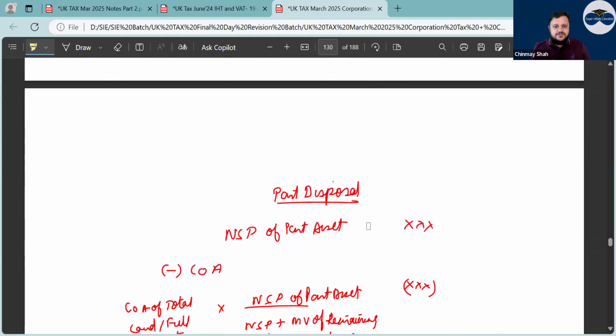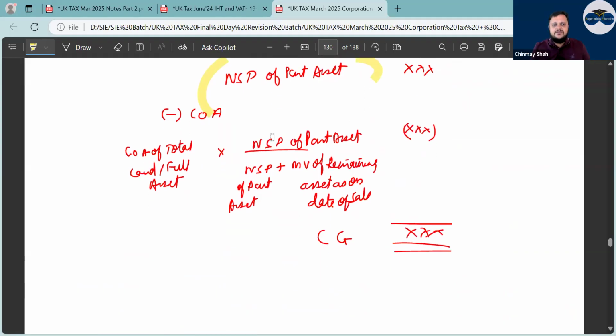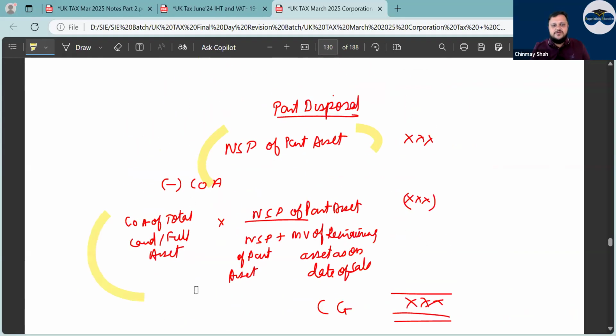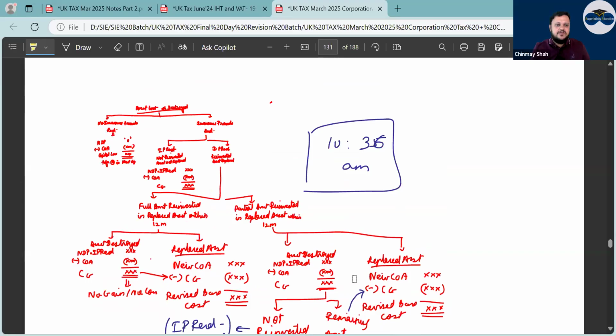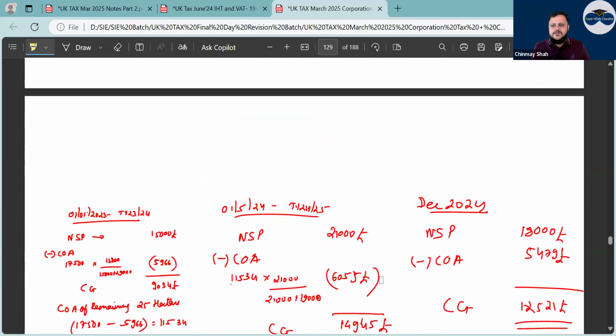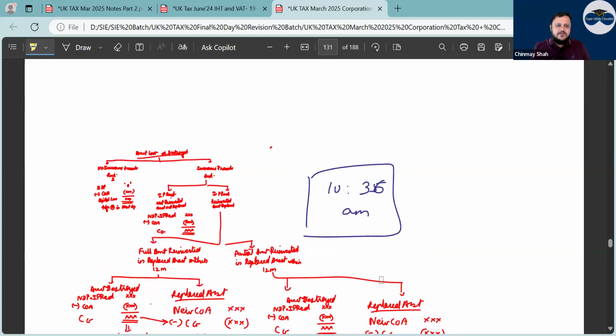Have a look. I have a question here. Part disposal: net sale proceeds of part asset, correct? Cost of acquisition is the cost of acquisition of the total land or full asset into NSP, that is, net selling price of part asset, divided by NSP plus market value of remaining asset. This you can have a look. I have taken one question which covers everything, right? Then comes what? Tell me.